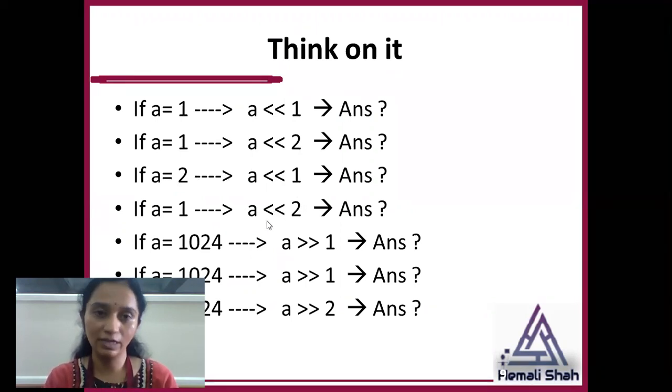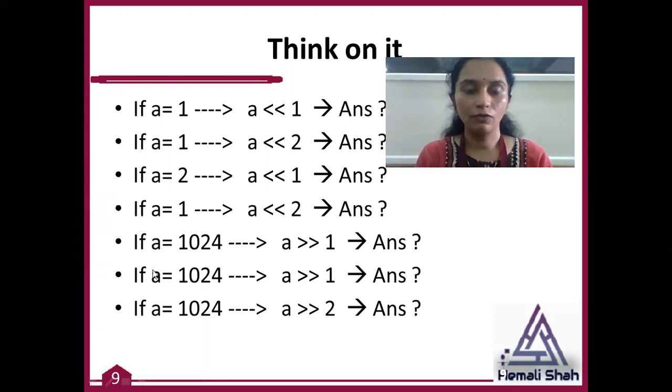Whenever you are shifting your bits left hand side by a number of positions, this is called the number of positions. You have to perform shift 2 times in this particular question. Now try this for the value of 1024, and shift left by 1, or shift right by 1, again shift right by 2, and see what answer you are getting, right?